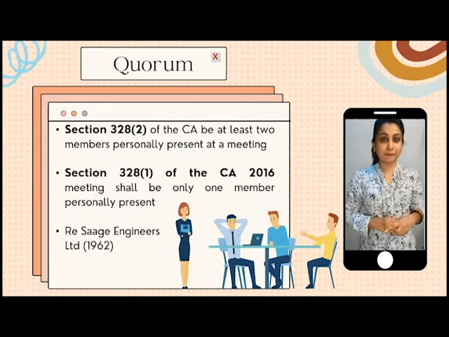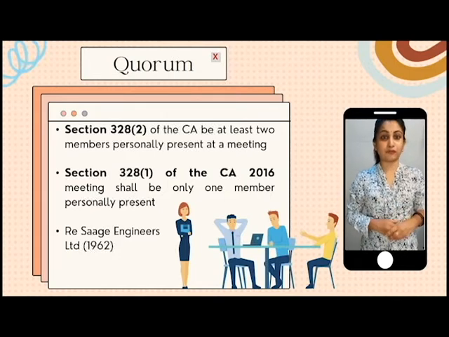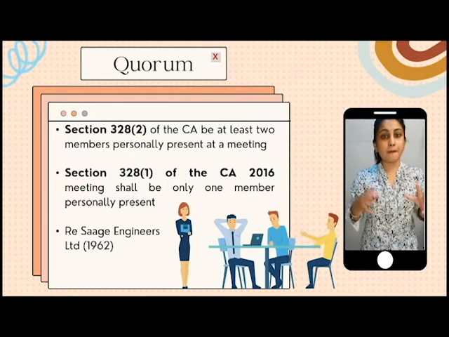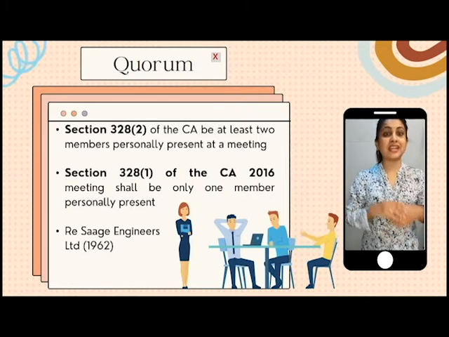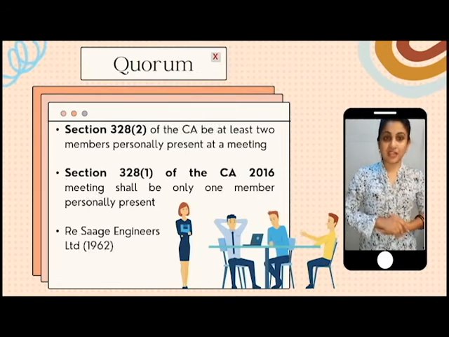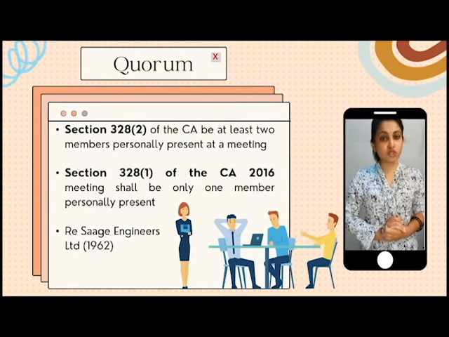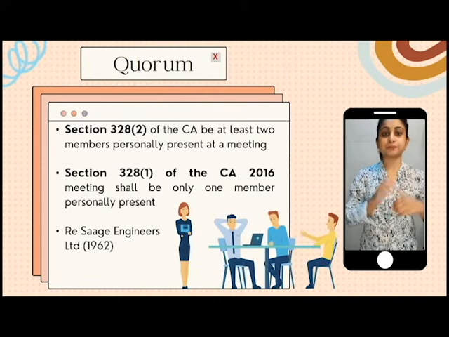Quorum is the minimum number of members who must be present at the meeting. Section 328(2) of the Companies Act 2016 prescribes that there must be at least 2 members personally present at a meeting or by proxy, unless a higher number is specified in the Constitution. Thus, one member present cannot hold a meeting even if the said member is also a proxy for another member.